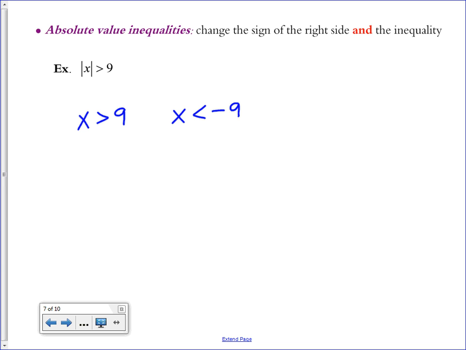So notice I have changed both the sign of the right side of the equation, positive becomes negative, and changed the inequality sign. Greater than becomes less than. So both of these are the solutions to this inequality.